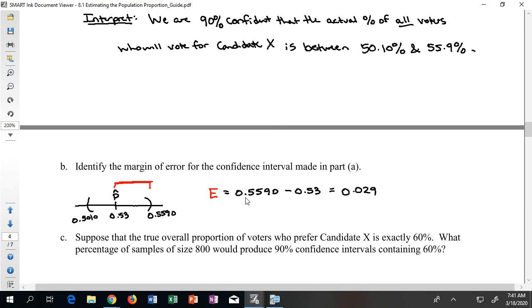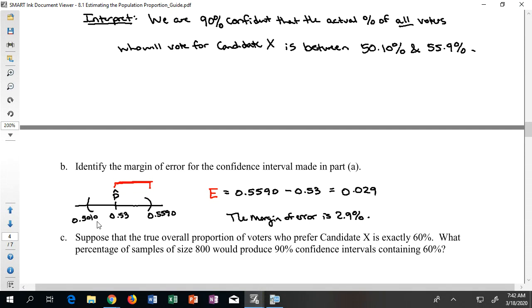So the margin of error is, it looks like that would simplify to 2.9%. So like my best guess is 53, but I could be wrong. So I'm going to go up 2.9%, down 2.9%. Okay, so part B is supposed to be an easy question.